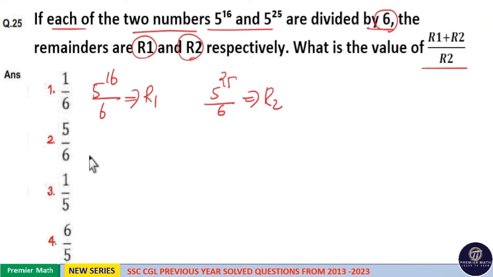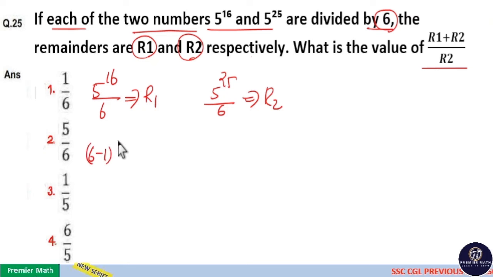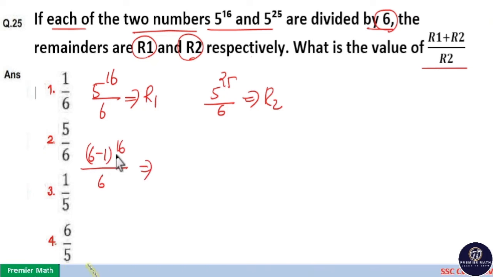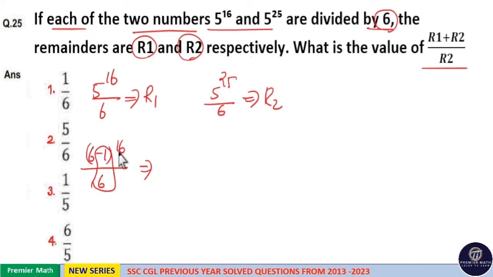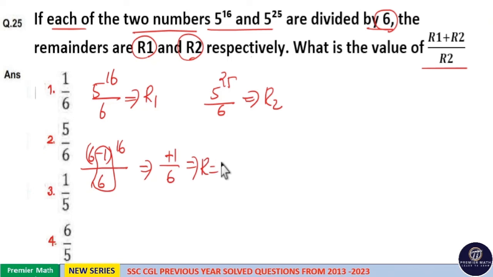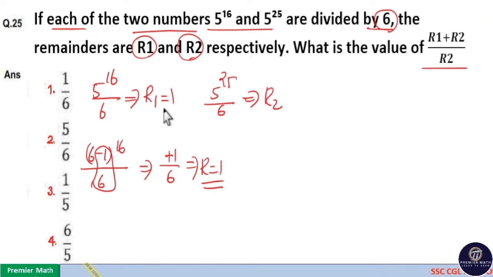So I'll write 5 as 6 minus 1. 6 minus 1 raised to 16 by 6. Now, here you don't have to expand this. There is a short trick. That is, take the numbers, that is 6 and minus 1. 6 raised to 16 by 6 means there is no remainder. But minus 1 raised to 16, minus 1 raised to 16 means plus 1. So plus 1 by 6 means here the remainder is 1. So R1 is 1 here.